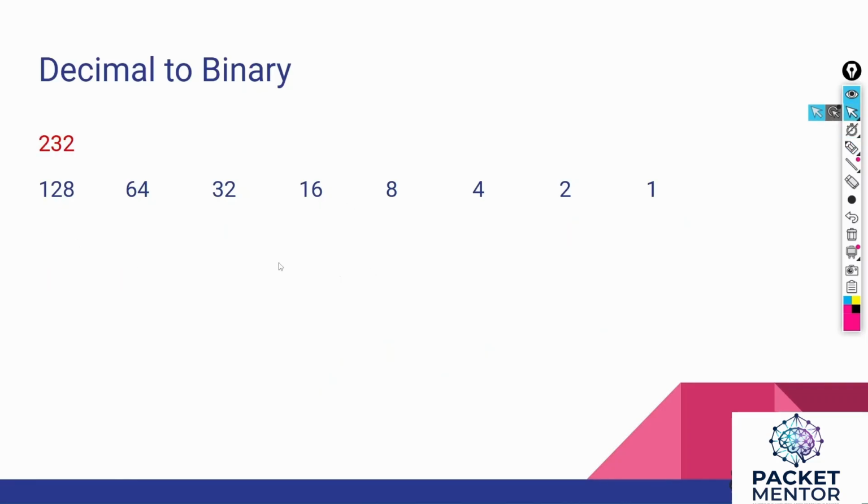Let's try another: 232. In this case, we need 128, then we need 64, it will make 192, then we need 32 as well, it will make 224, and 16 we cannot use. So 224 plus 8 is 232. This is how you can convert a decimal number into binary.